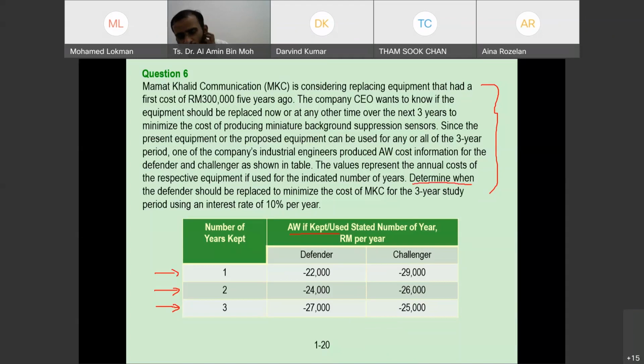Determine when. Now I don't want to discuss the answer. I want to discuss the concept of what you should do. So determine when the defender should be replaced to minimize the cost of this company for the 3-year study period using interest rate of 10. So what we need to do?